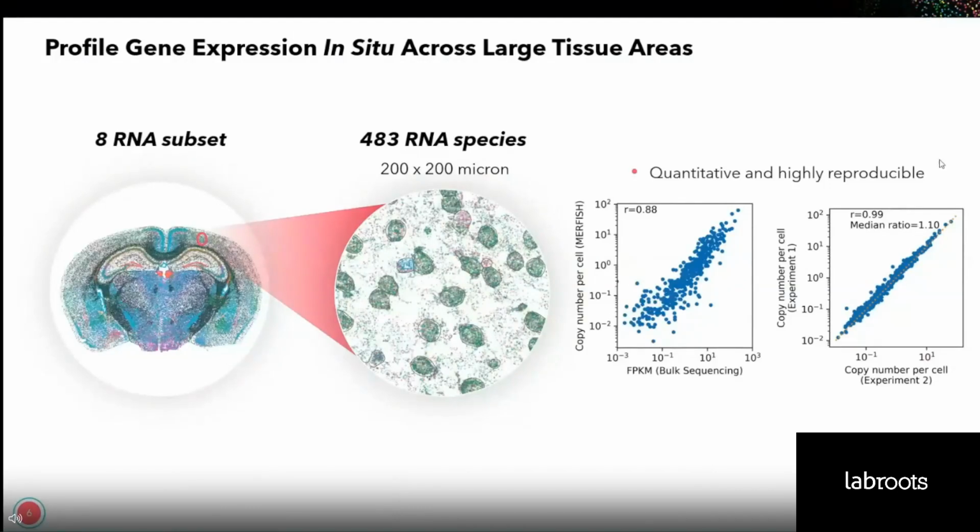In addition to getting that spatial data, what's also important is generating quantitative data and highly reproducible data as well. And so we have benchmarked this against an adjacent technology, bulk RNA sequencing. If we look at the graph here on the left, you can see the copy number per cell that is detected with MERFISH compared with bulk sequencing. You can see we get a very strong correlation between those two.